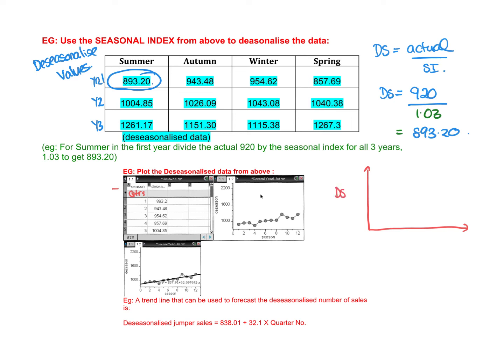And then obviously the deseasonalized values will go along here on our scatter plot, and what quarter it is along here, and we'll get this new time series which isn't as jagged.